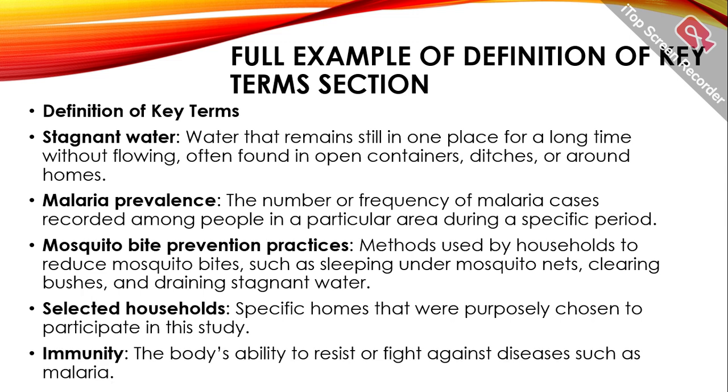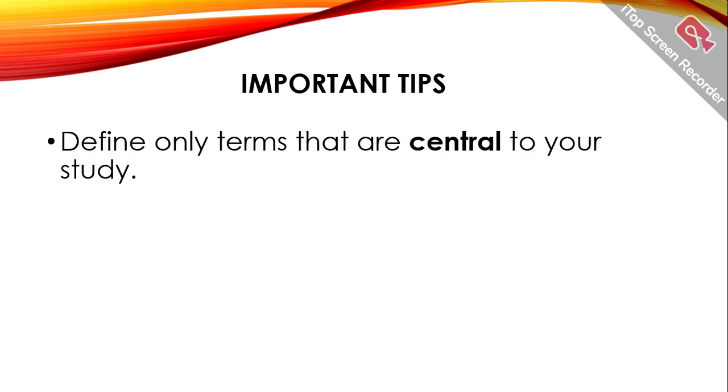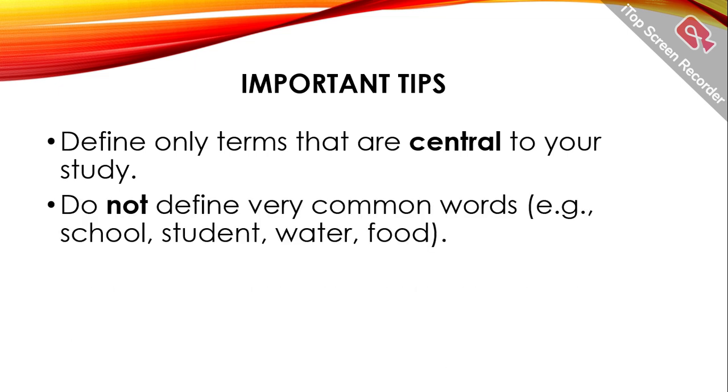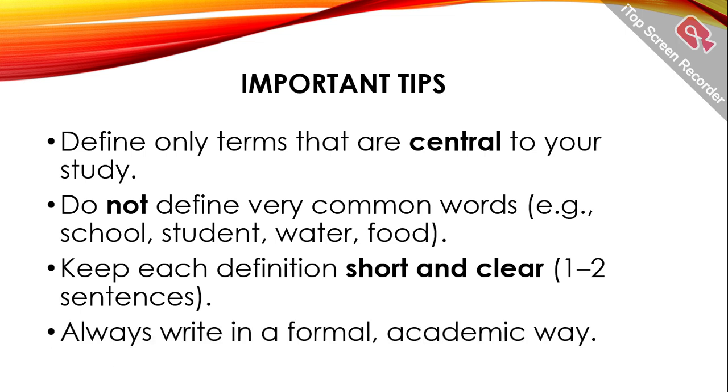Assuming all these are the things you want to talk about, you can always work with a simple definition from AI or from a book, and you see it is focused on your project, and then you write it down. So the main important tips here: define only the terms that are central to your study. Don't define very common terms like school and student, unless you're not serious. Keep each definition short and clear, at most two sentences, and always write in a formal or academic way. Don't just say things anyhow.